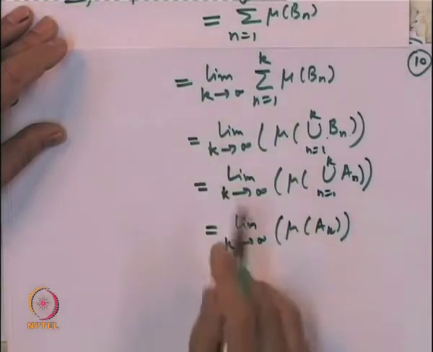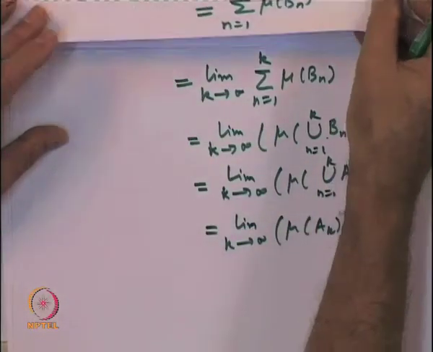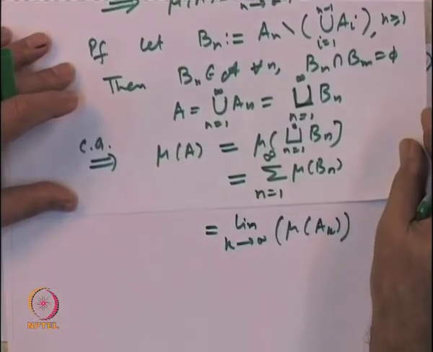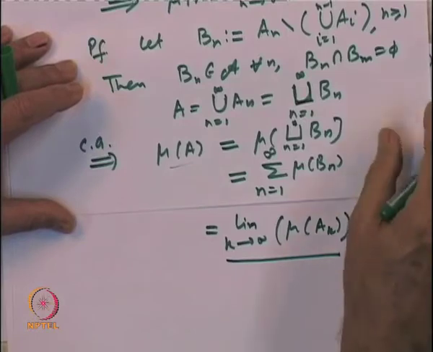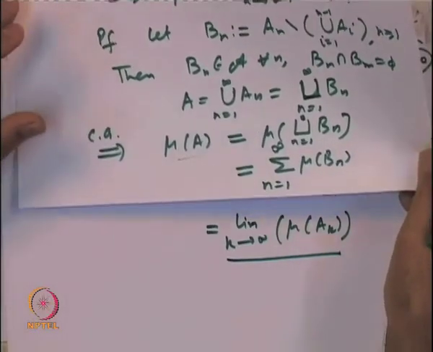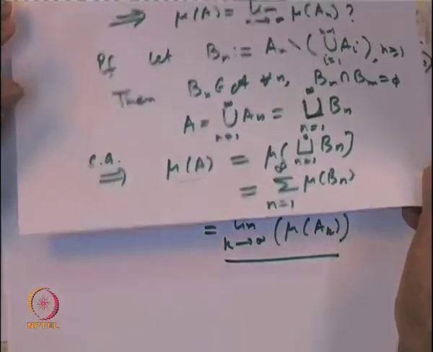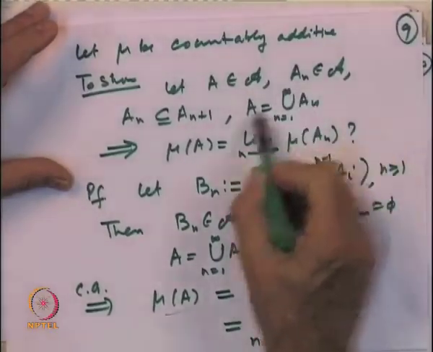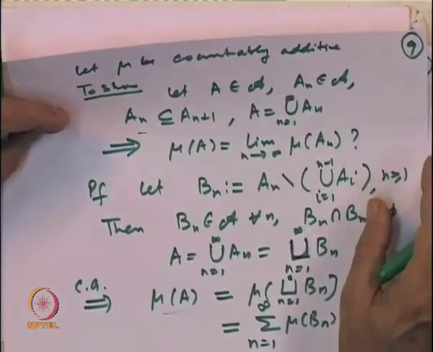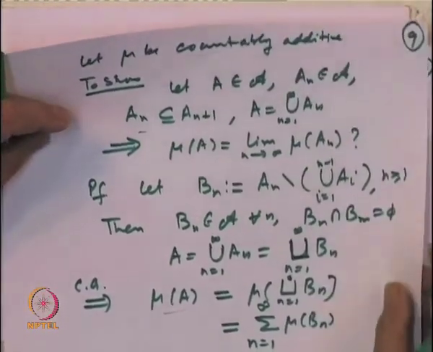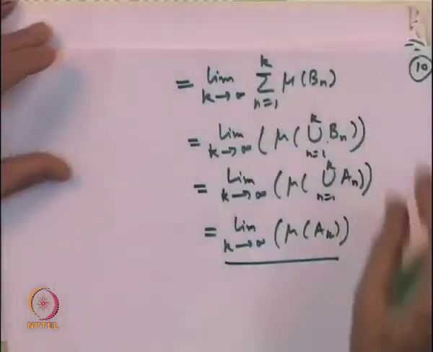So, what we have shown is that mu of A is the limit of mu of A k as k goes to infinity, whenever A n is a sequence which is increasing and A is equal to the union. So, we have proved one way: countable additivity implies the required property. Let us look at the converse.